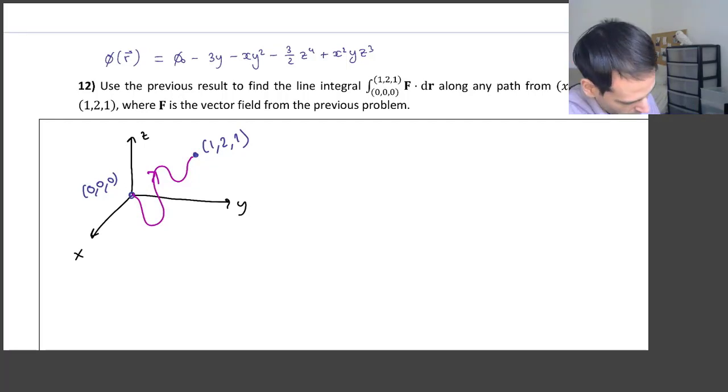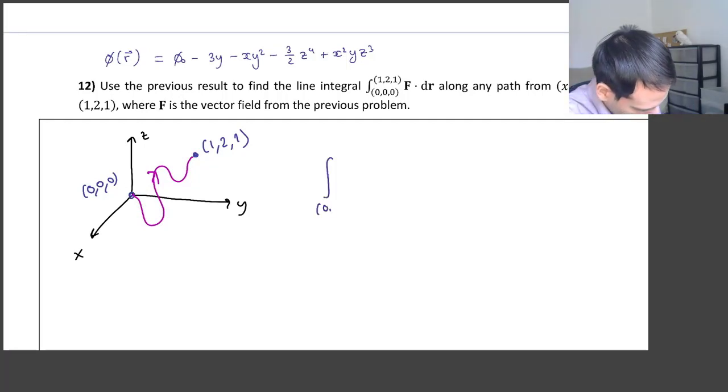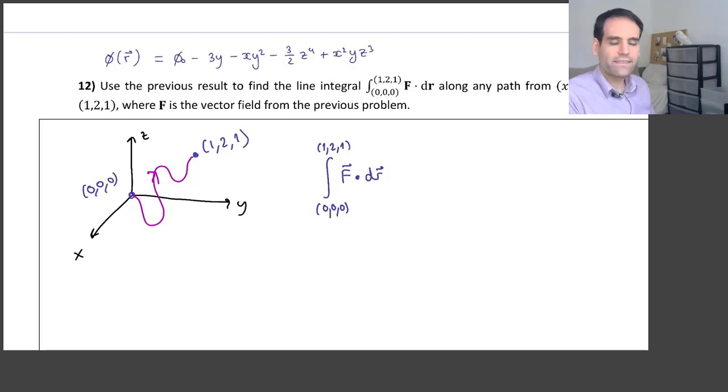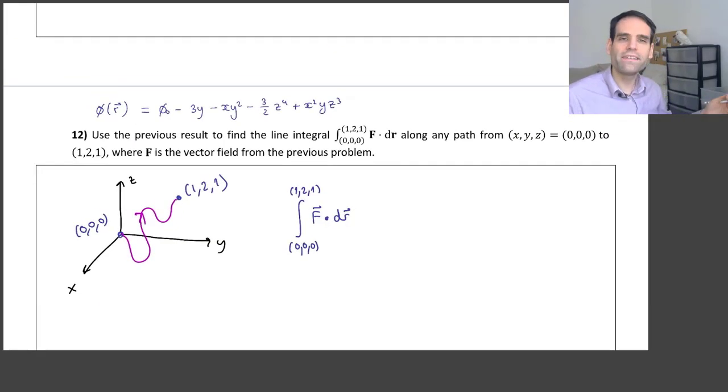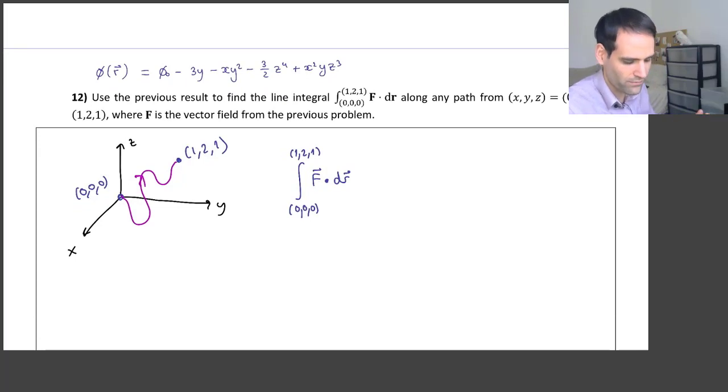Okay, so therefore the line integral between these 2 points of f.dr, we could calculate it like we just did, right? We could do a line integral and we could choose any path we want, and the result would always be the same. And the point is to show that you don't have to calculate a line integral anymore, because now we know what the potential is.